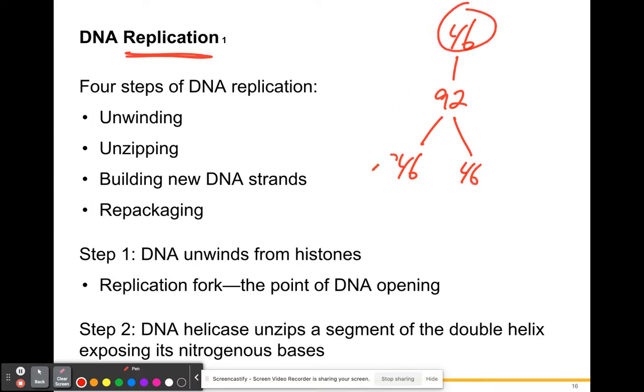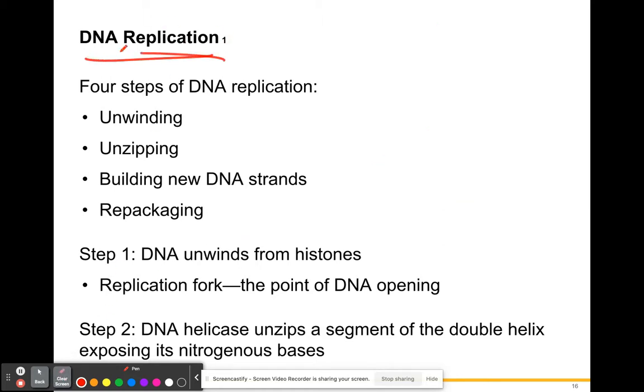Here is my original cell. Here are my two new cells. I have two exact copies of the original. Okay. The process of that is called DNA replication. Okay. And before your cell divides, it goes through these 4 steps.